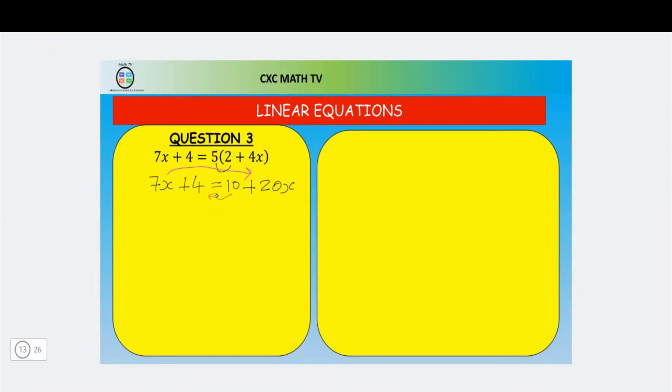All right? So in that case, we'll bring over the 10, it's going to become what? Minus 10. So 4 minus 10 equal. We need to bring the 7x to the other side, so it becomes 20x minus 7x. Now 4 minus 10 is what? Negative 6. 20 minus 7 is 13, so we get 13x. Now you need to divide both sides of the equation by 13, so we end up with x is negative 6 over 13. That is your answer. Right? Easy.